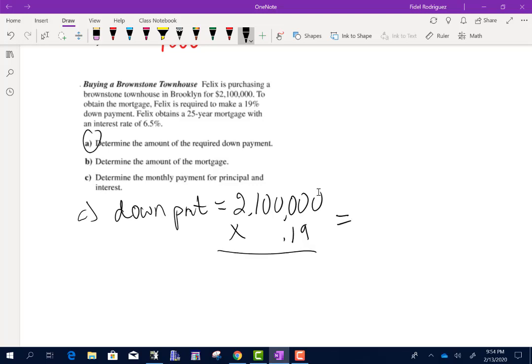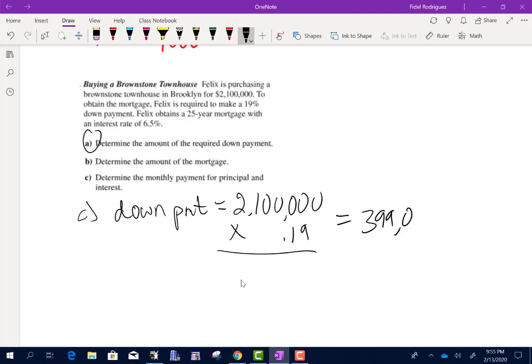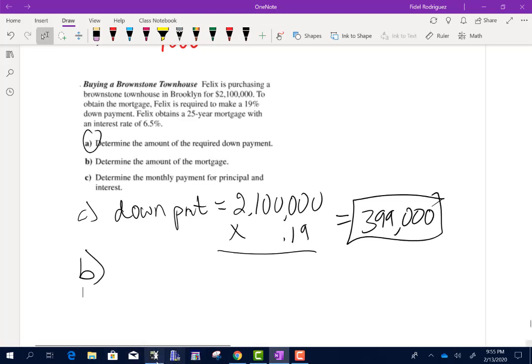Okay. Let me grab my calculator again. Clear it out. 2,100,000. Let's see, make sure I got that. Yep, there we go. Times 0.19. Okay. Felix has to come up with $399,000 for the down payment on his townhouse. Okay, Part B. What's the mortgage?